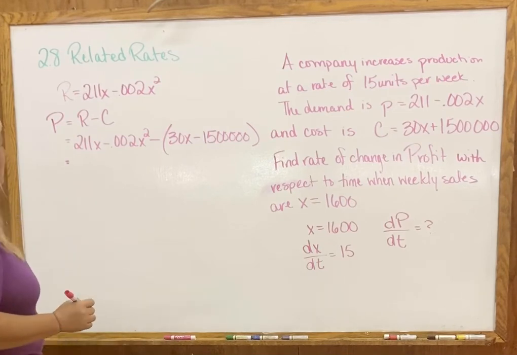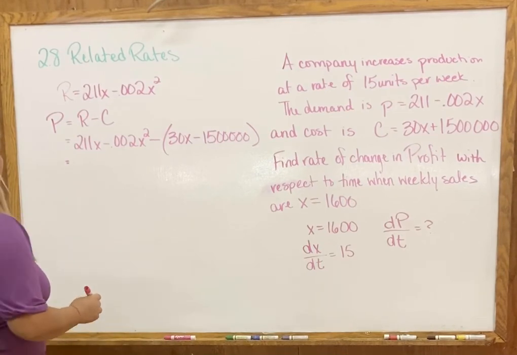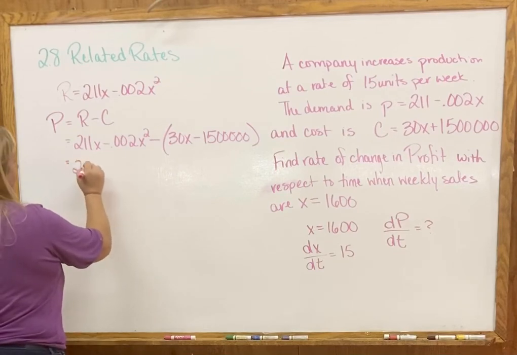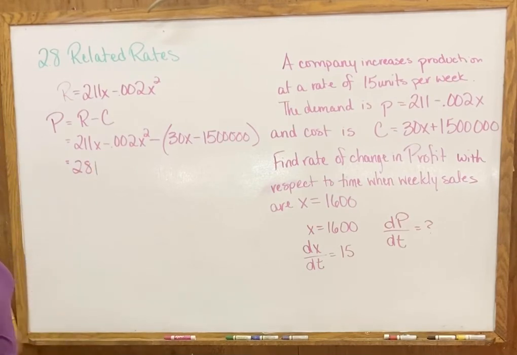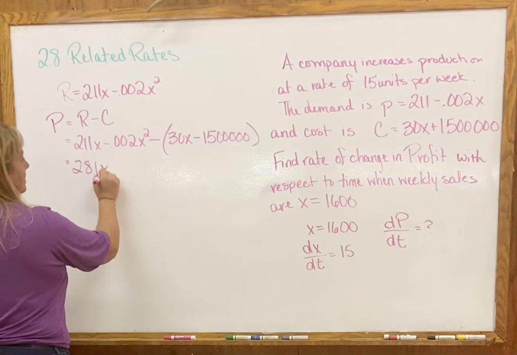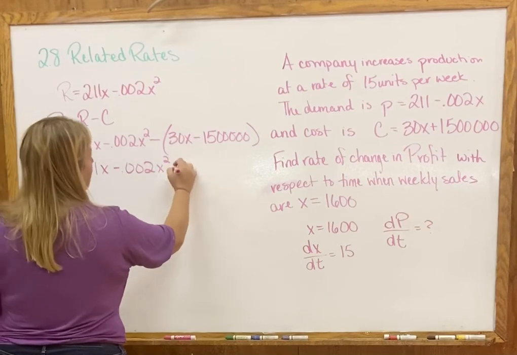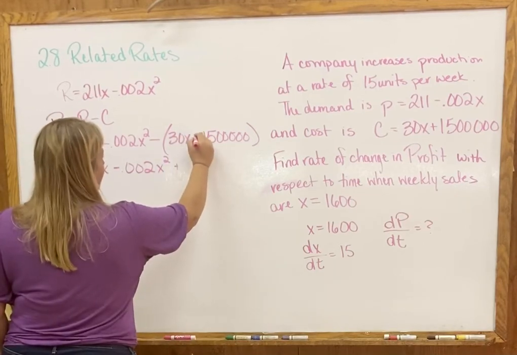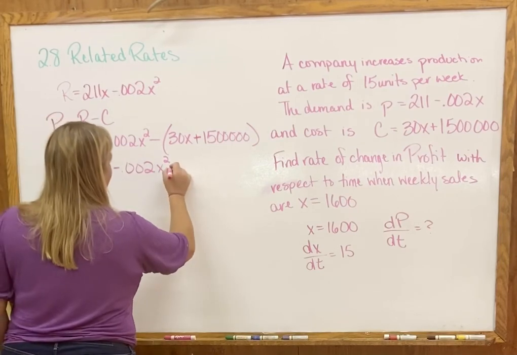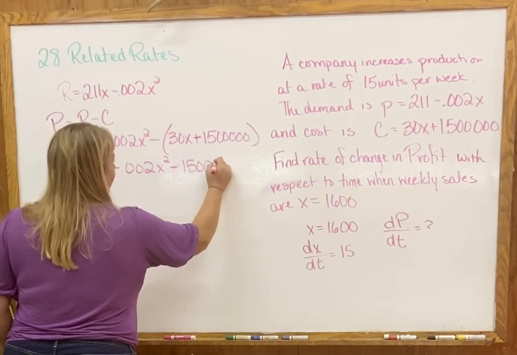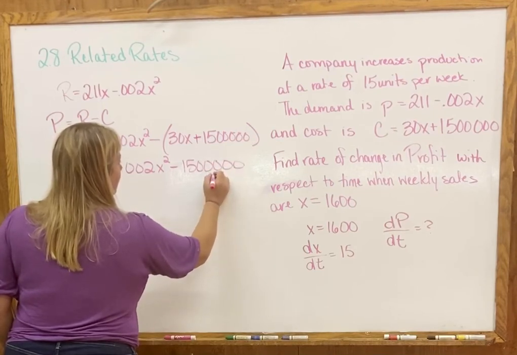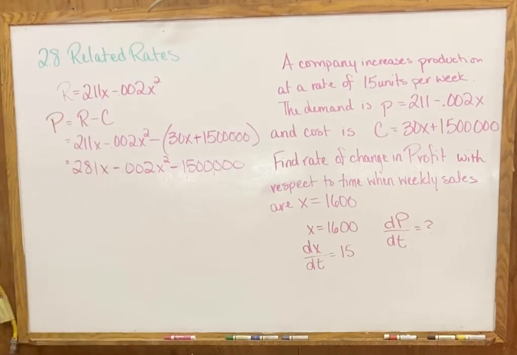Okay, so 211 minus 30 would be 281, 9101, yeah. 281x minus 0.002x squared, and then wait a minute, sorry, that was a plus originally. I got ahead of myself, so it's a minus when we come down here. Sorry about that. Okay, so make sure your pluses and minuses are correct. Don't do what I did there. Hold on, I'm just having a bad day here.